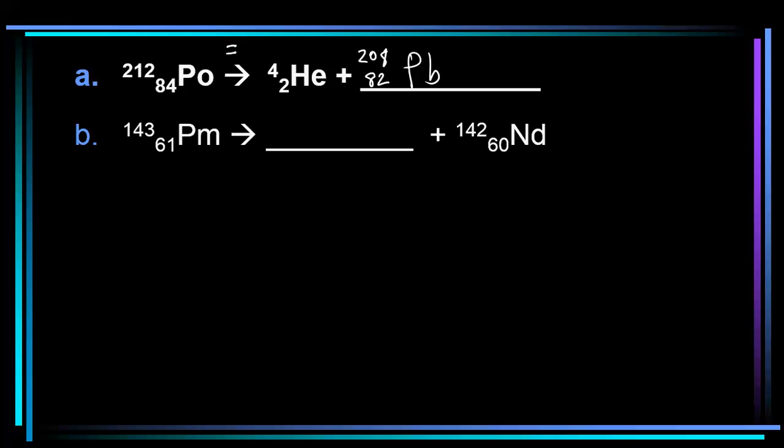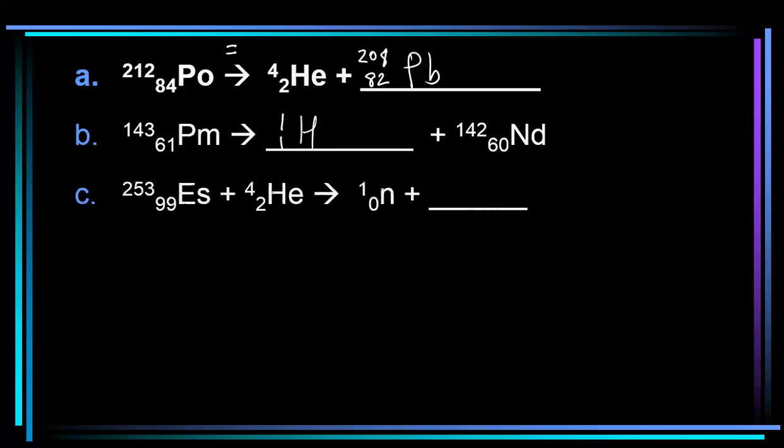All right, how about this one? 143. 61. Yep, the arrow's in the wrong place there. So fix it. The arrow's in the wrong place there. Okay. So, Ben. 142 plus what is 143? 1. 60 plus what is 61? 1. Man, he's good. And who is number 1? Hydrogen. Very nice.